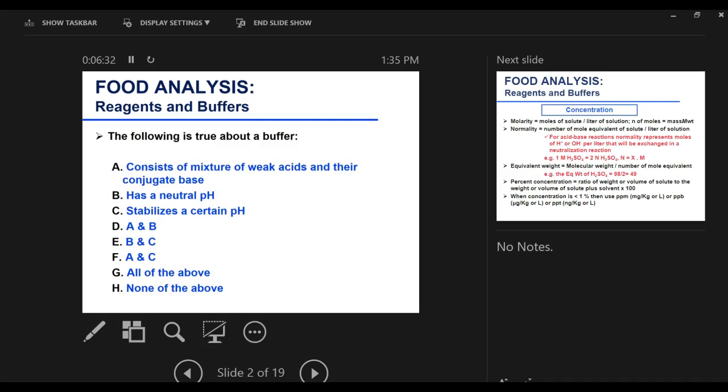What is wrong with B? Yes, I was saying that the buffer doesn't have to be neutral, doesn't have to be pH 7. You have buffers that are pH 3.6, acidic buffers, okay? Maintains an acidic pH, so it doesn't have to be neutral. So the buffer may be neutral pH, but it doesn't have to be. It just maintains one pH. Doesn't matter what the pH is.